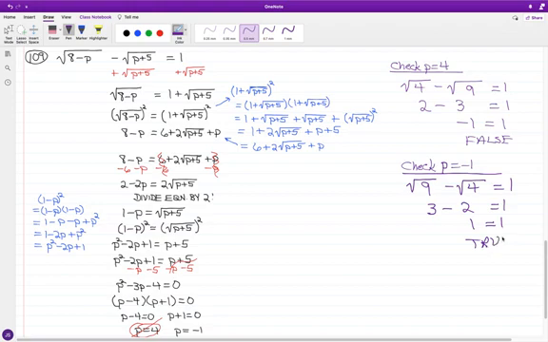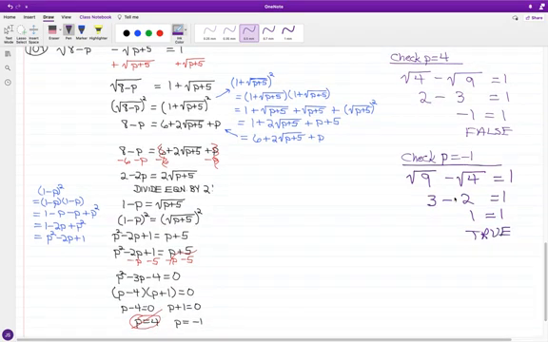So where 4 came up short, we have consistency whenever we set p equal to negative 1. So negative 1 checks out. So it's going to turn out that for this equation, there's only one solution, and that is for p equals negative 1.